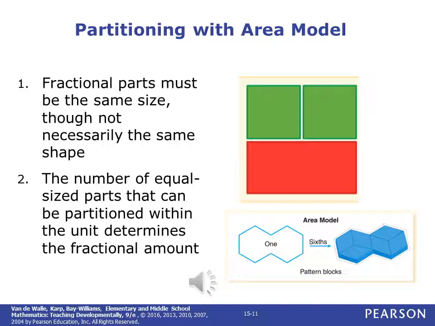But with respect to that first square, the students need to realize that that figure is containing fourths, and it's not thirds, that they would need to partition the red bottom and make that into 4 equal parts. And again, the number of equal-sized parts that can be partitioned within the unit determines the fractional amount. So when students are looking at an area model and trying to determine how many equal parts can I break it up into, once they determine it, that is the fractional amount.